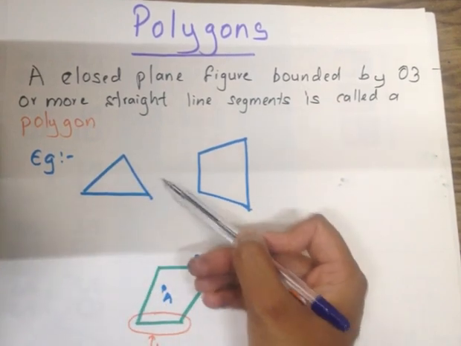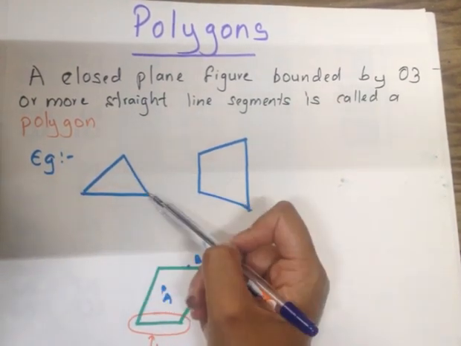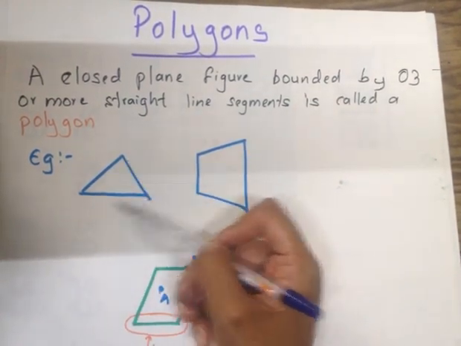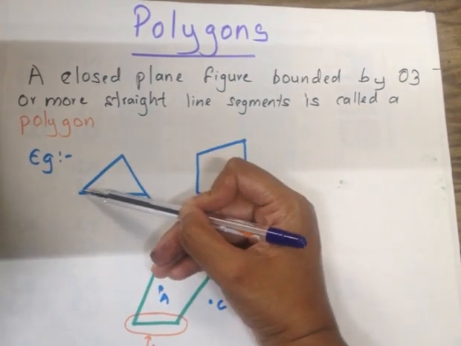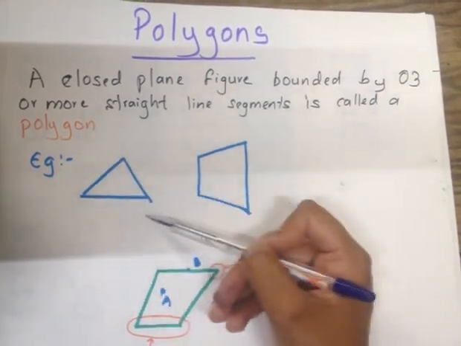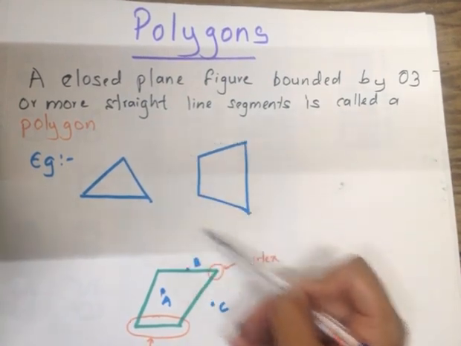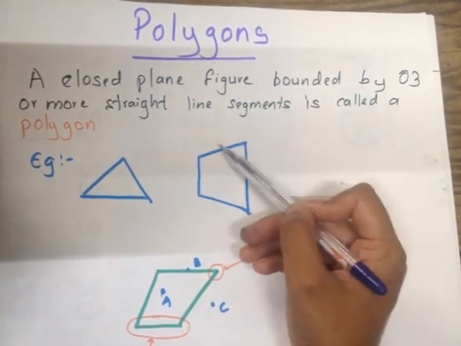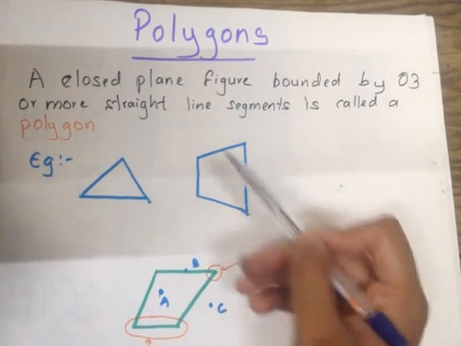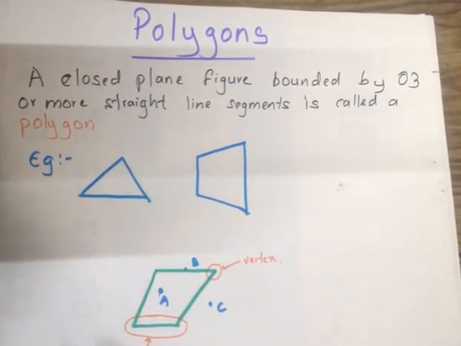Now let us see this example. Yes, this is bounded. It has 3 straight line segments. Now this line is straight. You can see it is not curved or something. And here this one also. There are 4 line segments. It is bounded. So we can call this a polygon.